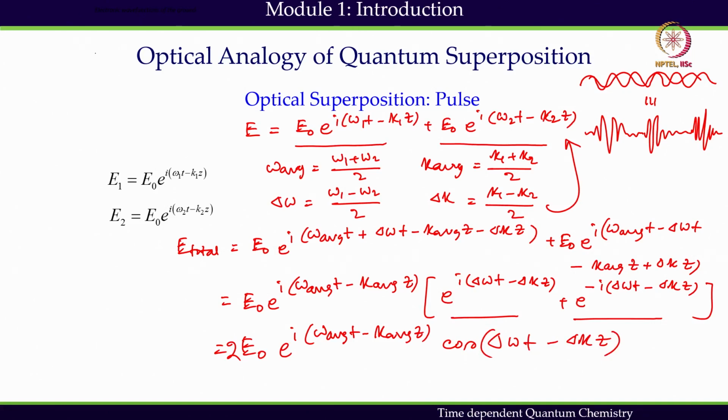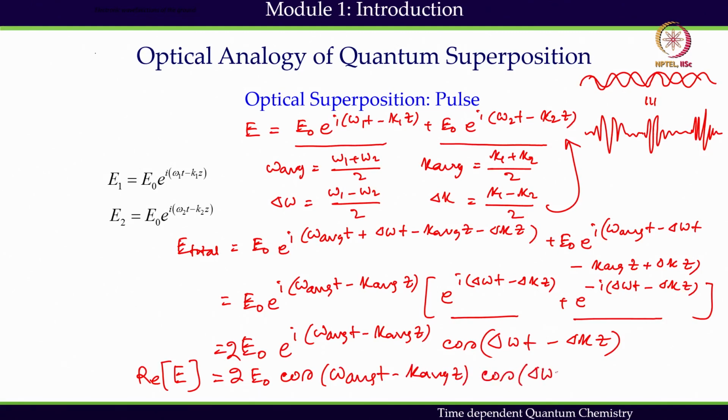So, if we take the real part of this E total, then we get 2 E naught cos(omega average t minus k average z) into cos(delta omega t minus delta kz). We get two different oscillations. One is slowly varying, another one is fast varying component. Omega average is higher frequency, so the fast varying component is changing very quickly.